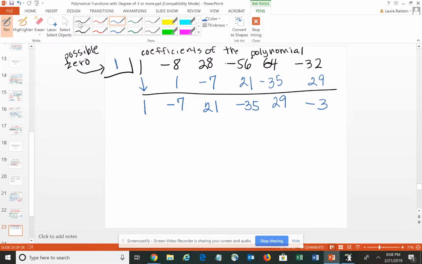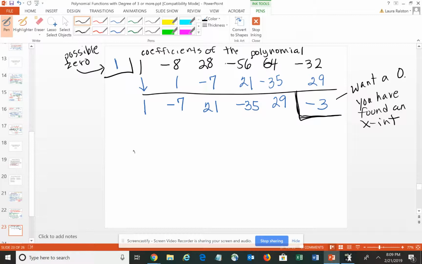Now here's the deal. When you're doing this synthetic division, what you want to happen is you want this last value to be 0. You want a 0, because if it's 0, that means you have found an x-intercept or a 0 for that polynomial function. Well, negative 3 is not 0, so that means that the positive 1 did not work. So unfortunately, that means I need to start over.